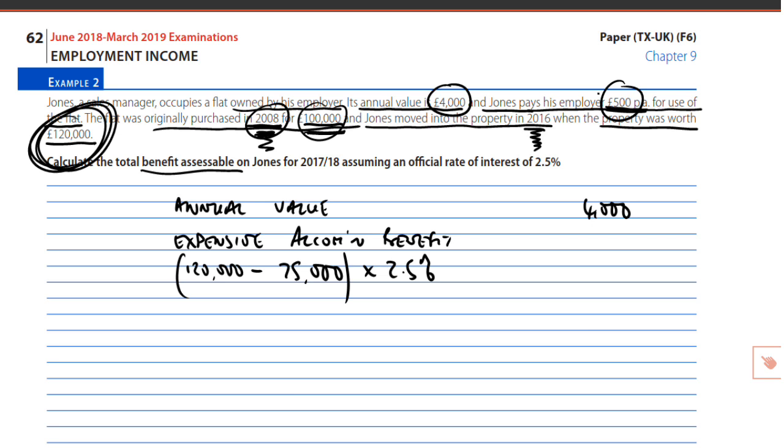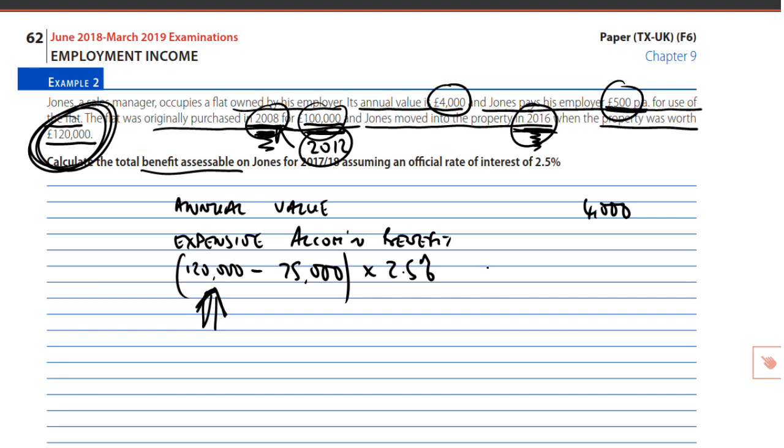So here, if, for example, he moved in 2016, fine. But there, 2008, if instead of the company having bought it in 2008, they bought it in 2012, well, 2012 to 2016 is only 4 years. So it wasn't, therefore, more than 6 years old when this employee moved in, in which case that figure going into the expensive accommodation benefit would not be what the then market value was. It would have been indeed the original cost figure of £100,000. So make sure you check that rule and you know what that is.